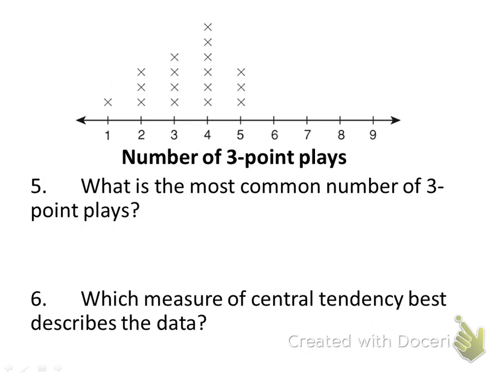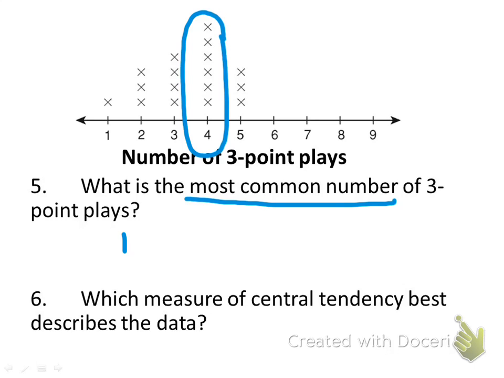Question number 5. What is the most common number of 3 points? Well, it's pretty easy to note that when looking at this graph, the most common number, the one that is the most, would be 4.